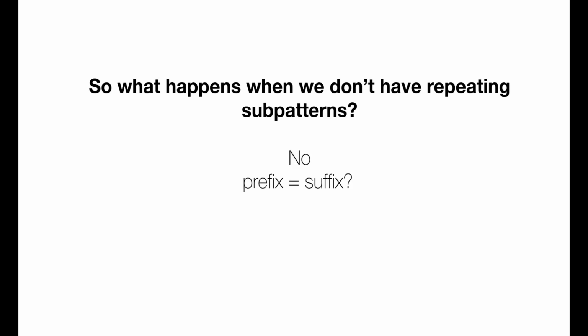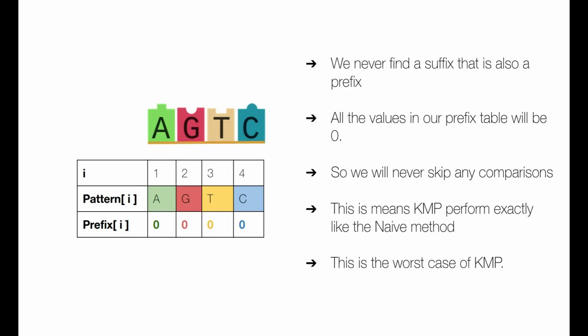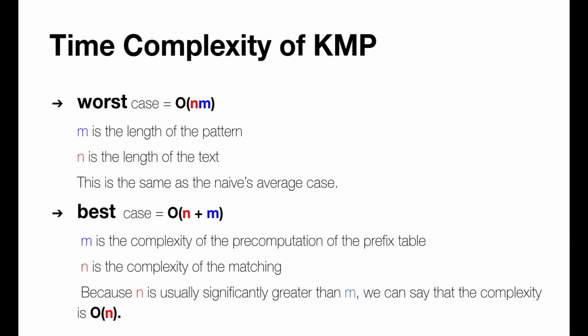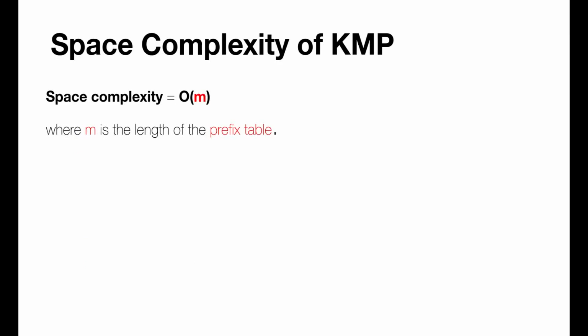So what happens when we don't have any repeating subpatterns? All the values in our prefix table will be 0, and so we will never skip any comparisons. This means KMP will perform exactly the same as the naive method. This is the worst case for any KMP. The worst case complexity for KMP is big O of n times m. The best case is O of n plus m, and because n is usually significantly greater than m, we can say that the complexity is O of n. The space complexity for KMP is O of m.